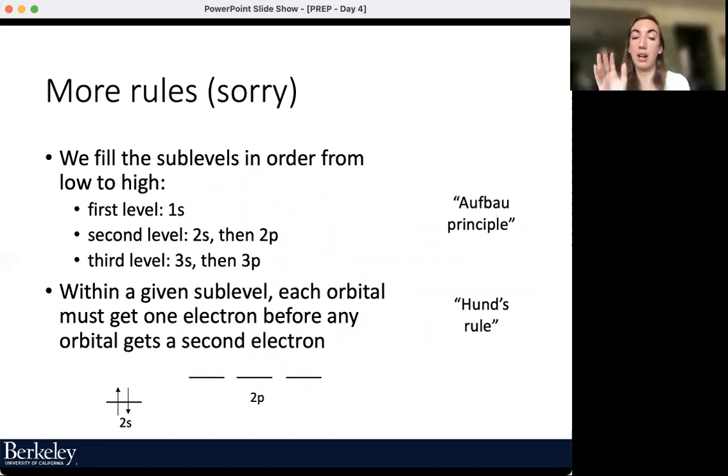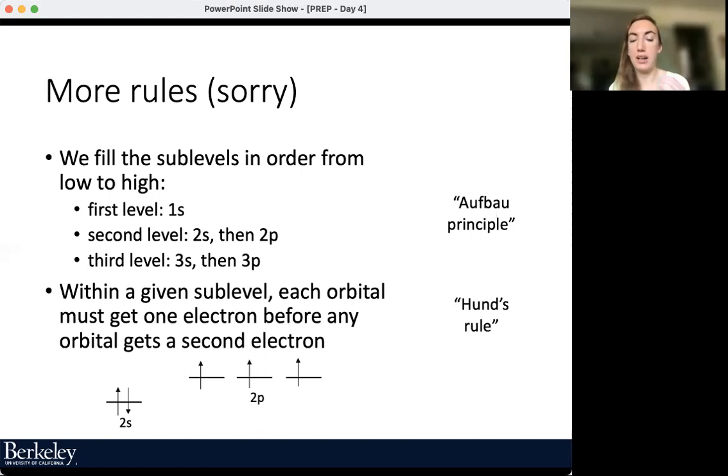So what I'm showing in my little example here is we're only talking about the second level. So I'm assuming that the first level is already full. So we're on the second level, and first we're filling the single s orbital that's on the second level, and then we're filling the second level p orbitals. So we have so far 1 electron each in 2 of these p orbitals. And when we add a third electron to the p sublevel here, it's going to go in the third p orbital, which is currently empty.